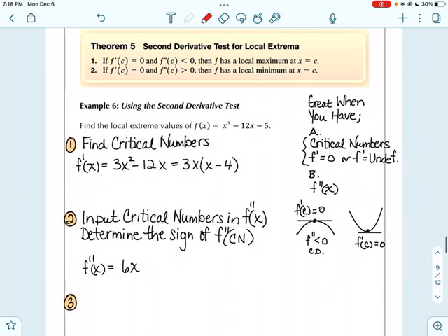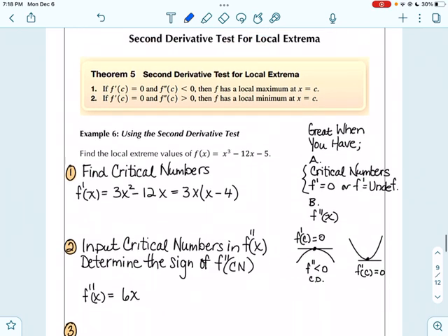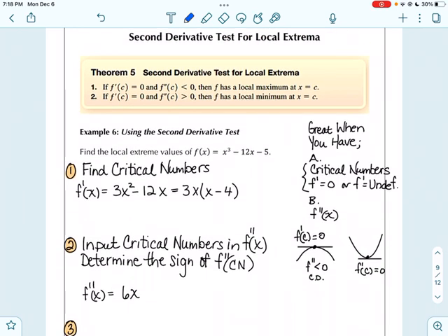So I really like this particular test because with this test, it's great when you have A, critical numbers, and then B, the second derivative. Because what you can do is you just put the critical numbers into the second derivative. And you remember critical numbers is where f prime is equal to 0 or undefined. Well, if you have f prime equal to 0, then you can put the critical number into the second derivative, and it'll tell me if the graph has a local max or a local min. So the first step is you find the critical numbers.